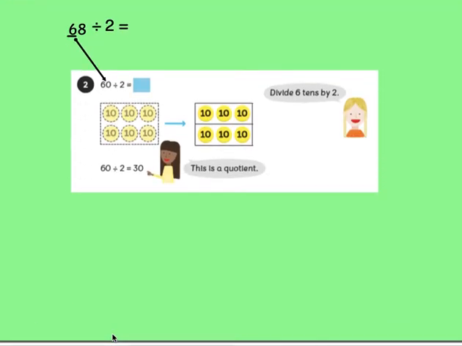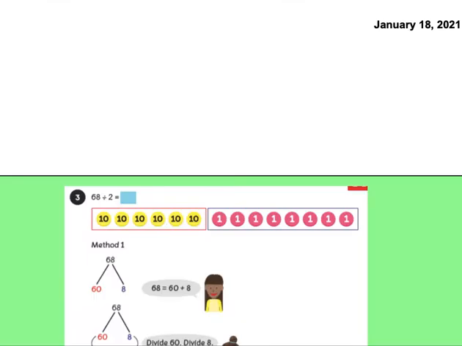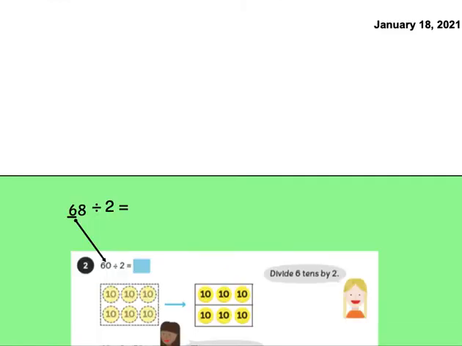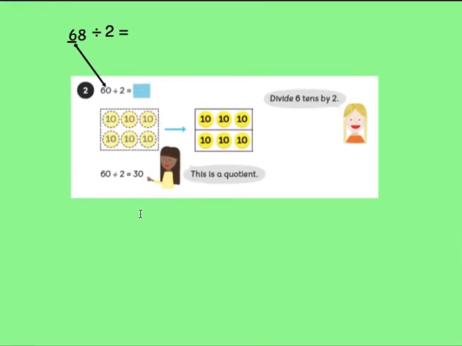Right, now we're moving on to the 60. 60 divided by 2, and similarly to the previous picture, they're showing the 60 as 6 tens here, and then they're dividing it into 2 equal parts. 60 divided by 2 equals 30, and as I said before, this is a quotient. The answer is called a quotient. Divide 6 tens by 2. And then of course, let me go back one, you would need to add the 2 answers together from this page and the previous page to get 34 in total.